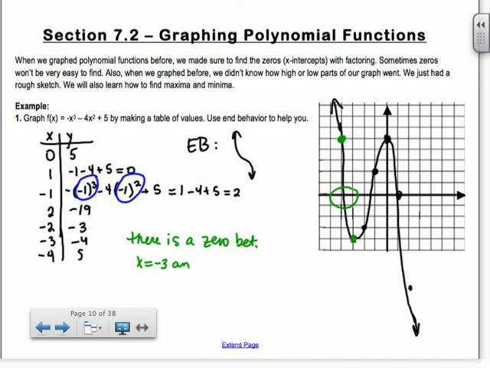Does that make sense why there has to be a 0 there? Okay, because those are consecutive numbers and it has to cross the axis because one was above and one was below. It looks like there also has to be another 0 right here. So there's another 0 between, and you can see the points that we have here. This is at x equals negative 2, and this is at x equals negative 1. So there's another 0 between x equals negative 1 and x equals negative 2.